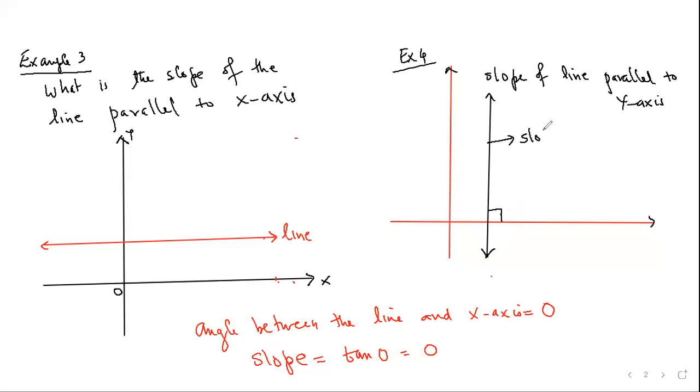So slope is equal to tan 90, which is just not defined. Even if I say the line has no slope, don't think it is 0.